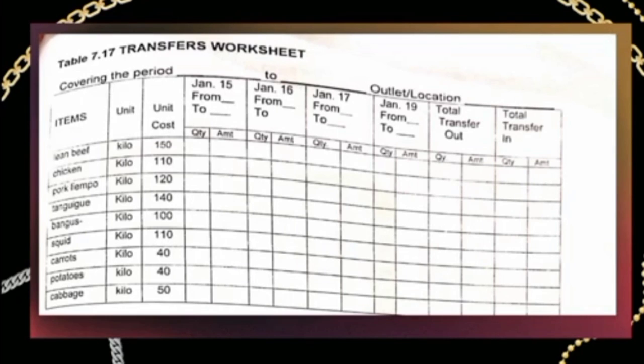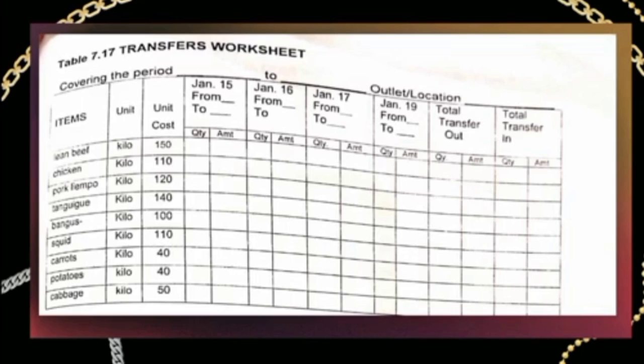So this is the transfers worksheet. This worksheet records all items transferred from outlet to outlet or even from one department to another within an outlet. When this happens, the item is recorded in the transfers worksheet as a deduction from the transferring department but an addition to the receiving department or outlet. This ensures that issuances are credited to the concerned department.